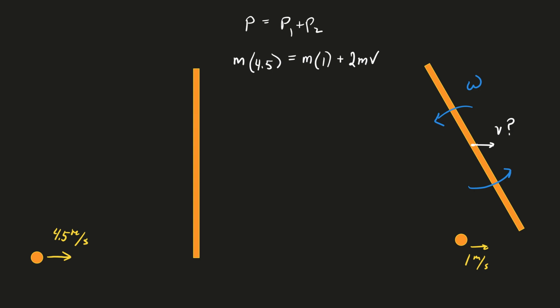All right, that's it. I know you guys love to use your calculators, but cancel out all the M's. 4.5 minus 1 is 3.5. And 3.5 divided by 2 is 1.75. Yeah, this is not a calculator question.